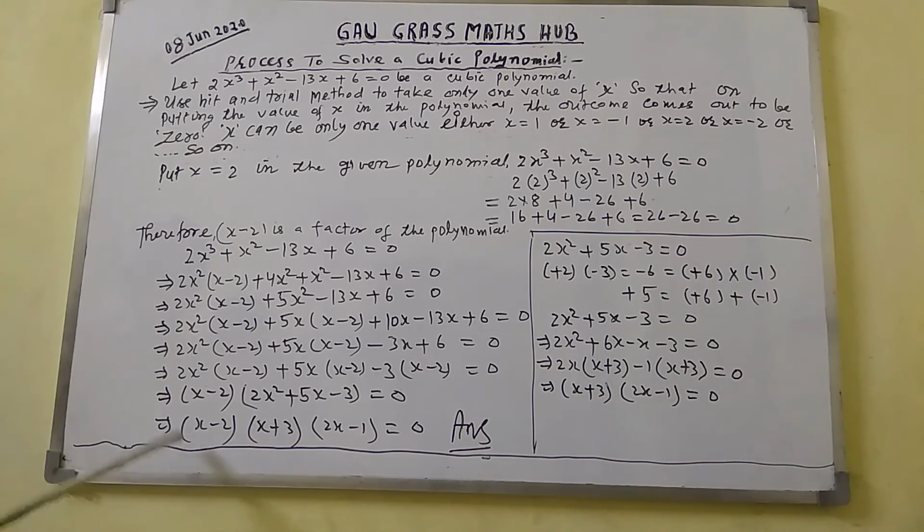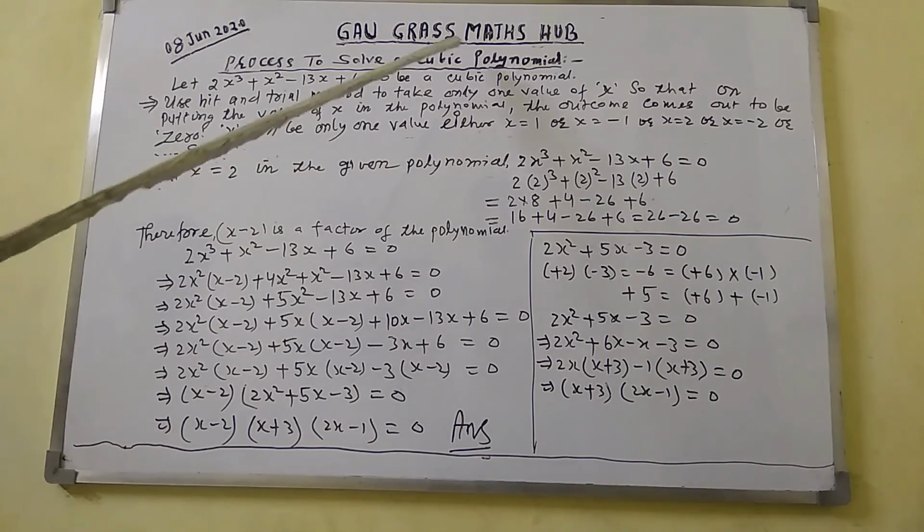So now repeat here, get the things here. X minus 2. In another bracket I am solving this quadratic equation, it comes out from there, you can see x plus 3, and in another, 2x minus 1, equal to 0. This will be the factorization of this cubic polynomial.